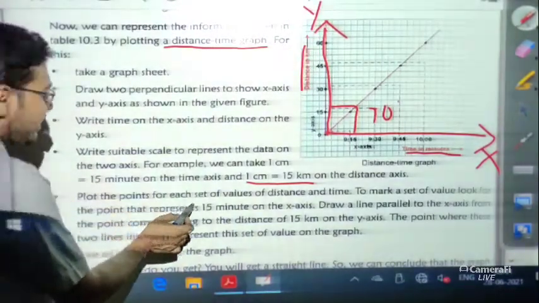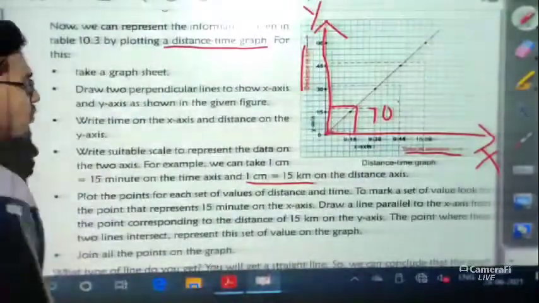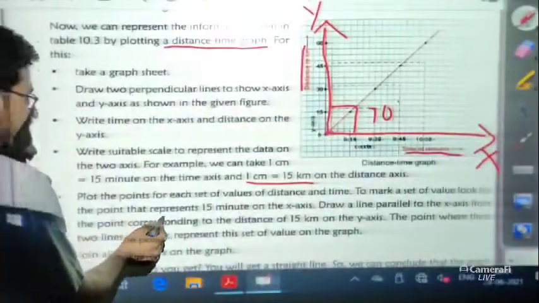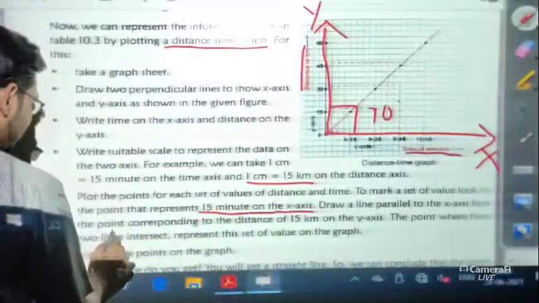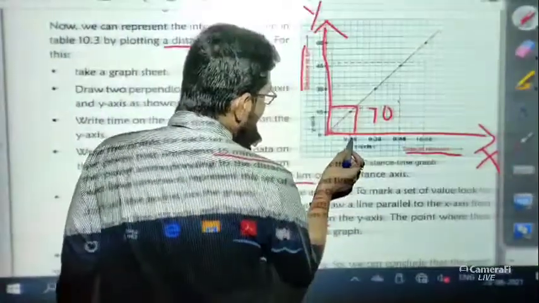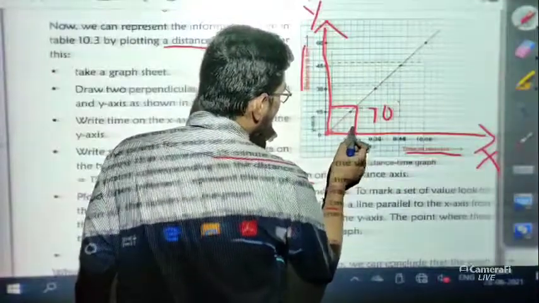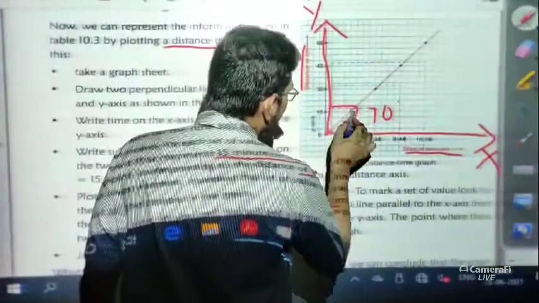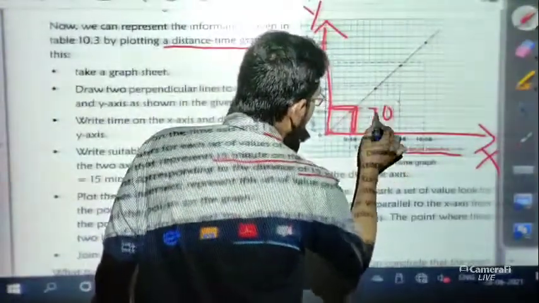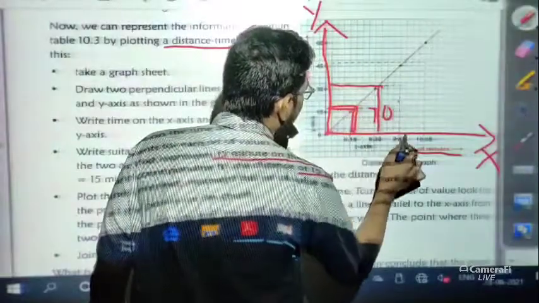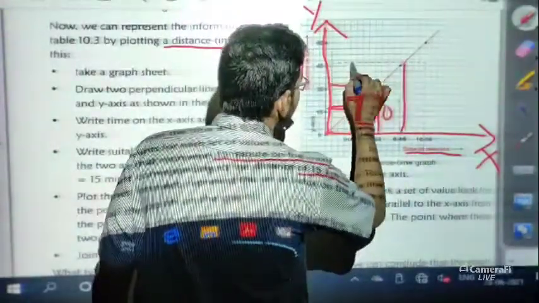Then plot the points for each set of values of distance and time. To mark a set of values, look for the point that represents 15 minutes on the x-axis. Now draw a line parallel to the x-axis from the point corresponding to the distance of 15 kilometers. That means 9:15, and it is 15 kilometers. So this should be your first point. Your second point will be 9:30 and the distance is 30 kilometers. Then 9:45, the distance is 45 kilometers. At 10 am, the distance is 60 kilometers. So these should be your 4 points.